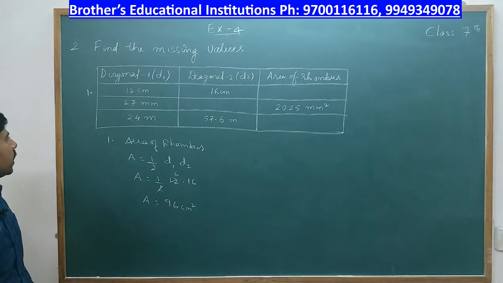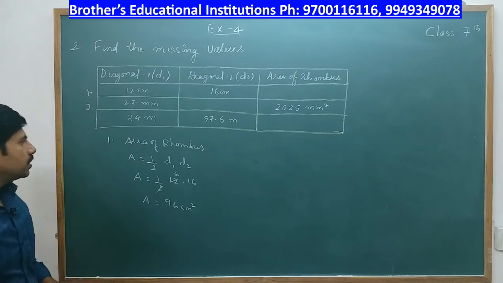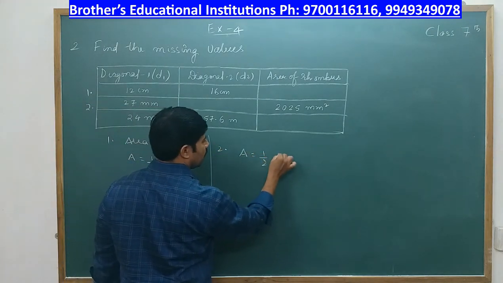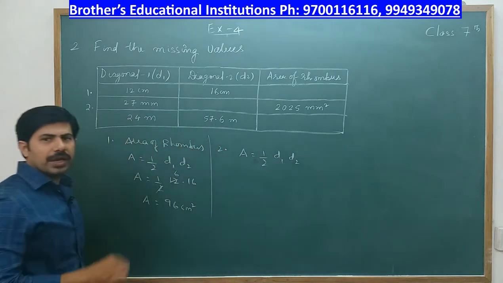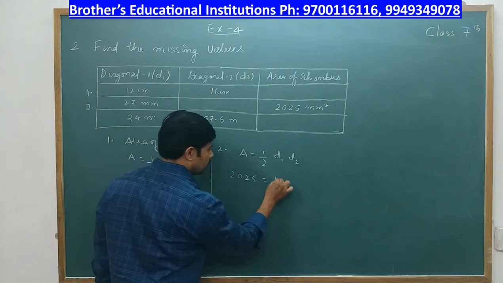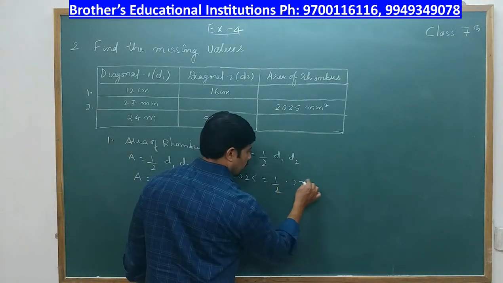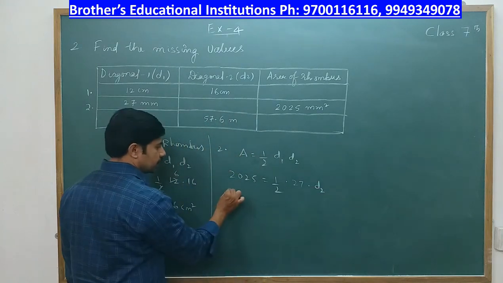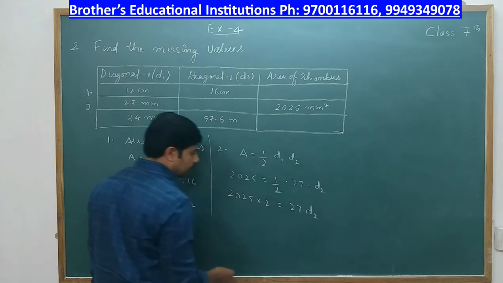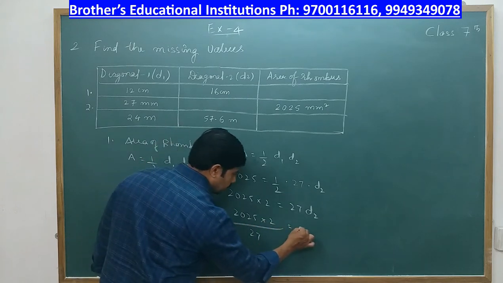Now second one, in the second bit, diagonal D1 is given, we have to find out D2 and area of rhombus is given. So the second one, first we'll write area of rhombus as half into product of the diagonals. Okay, after that A, what is A given? 2025 is equal to half into D1 is 27, we need to find D2, into D2. So it is 2025 into 2 is equal to 27 D2. So 2025 into 2 by 27 is equal to D2.